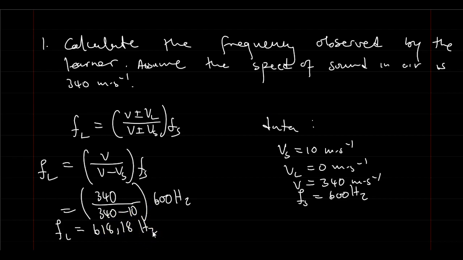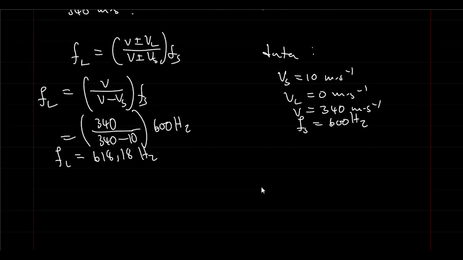So now as you can see, the frequency observed by the listener is greater than the frequency emitted by the sound source. So now you can tell that our answer is correct, because the frequency observed by the listener is greater than the frequency emitted by the sound source.